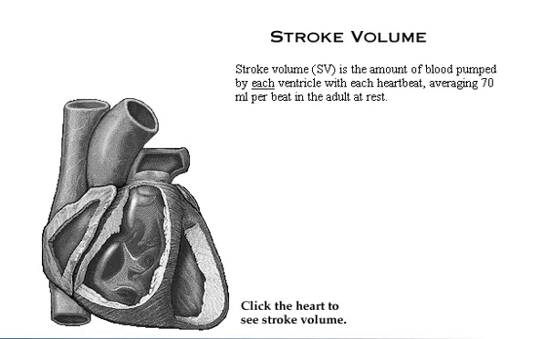Stroke volume refers to the amount of blood pumped by each ventricle with each heartbeat, averaging 70 milliliters per beat for an adult at rest. To see an animation of stroke volume, click the heart illustration.